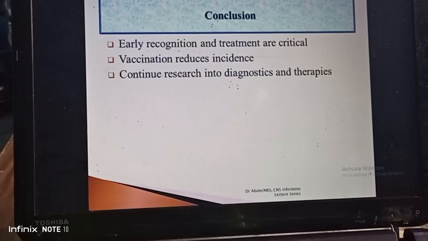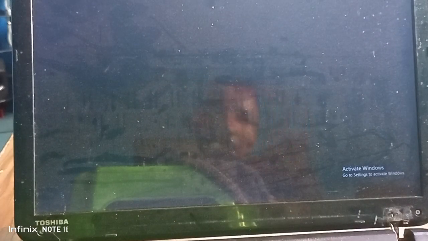Finally, early recognition and treatment are critical, and vaccination reduces the incidence of meningitis. Continued research into diagnostics and therapies is what we need to improve our patients' outcomes and develop better treatment modalities. Thank you very much. This is, in fact, the final part about meningitis.